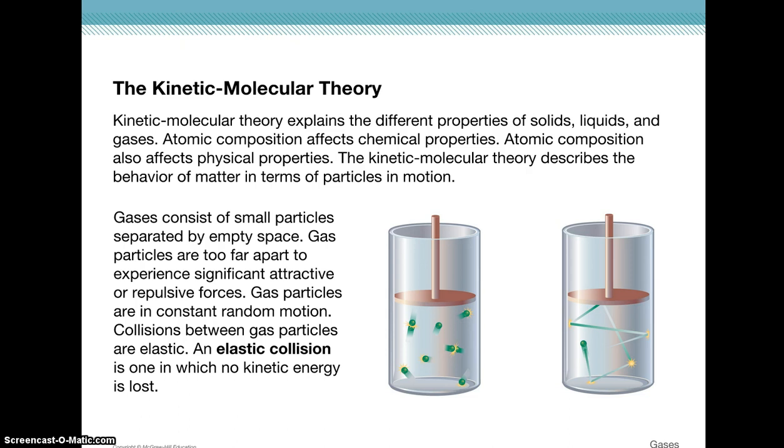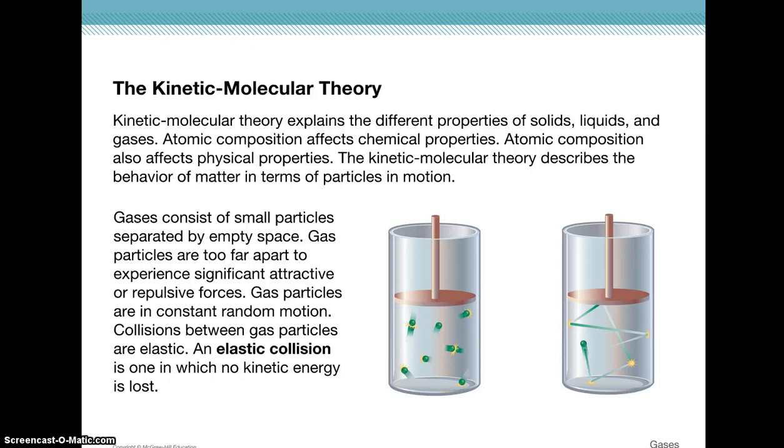Now, the kinetic molecular theory has four basic parts to it. First, it says that gases consist of small particles separated by empty space. So when we talk about the volume of a gas, we're really talking about the space that the gas takes up, which is mostly empty space. The second part says gas particles are too far apart to experience significant attractive or repulsive forces. So because there's so much empty space between them, they really don't interact with each other very often. And if they do, they don't attract each other, they don't repel each other. They just kind of pass by. They might collide every now and then, but most of the time they don't interact.